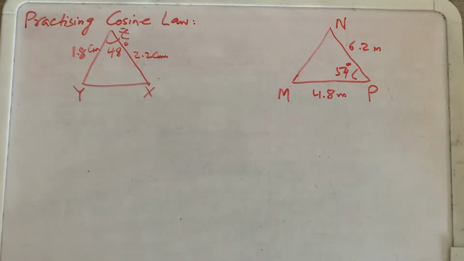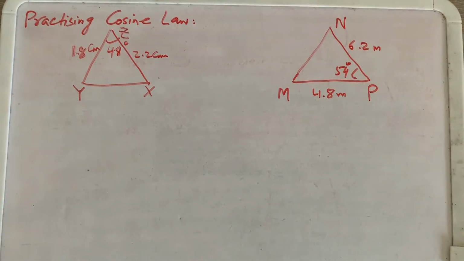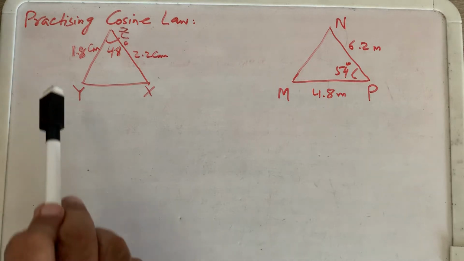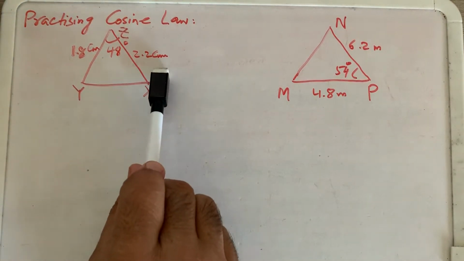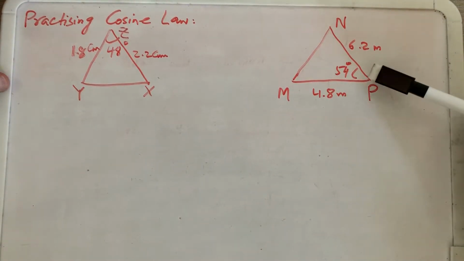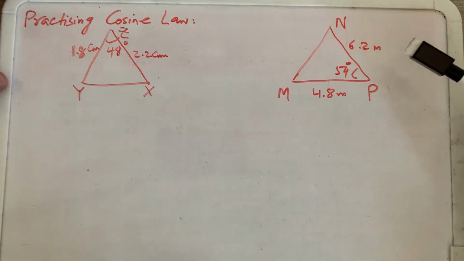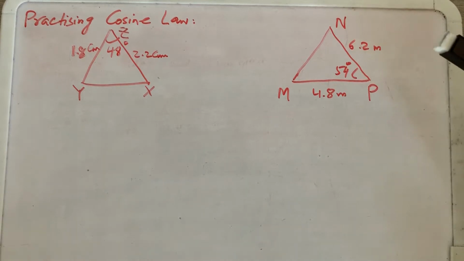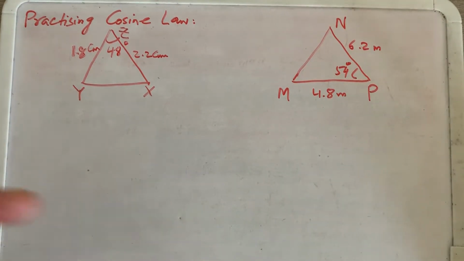So today we will be practicing cosine law, and there are two triangles given, and we know that cosine law can be used when two sides and their included angle is known. So we are seeing here that two sides are known, 1.8 centimeter, 2.2 centimeter, and the included angle is known. And here also two sides and the included angle is known, right? So cosine law is also used when we have three sides known. We have done this example in the last video. Now we are doing two questions on the basis that two sides and included angle is known.